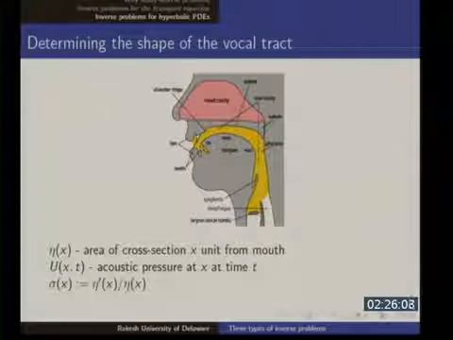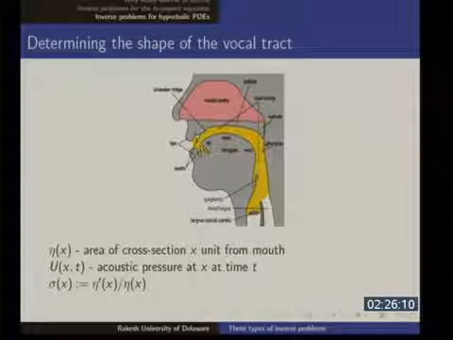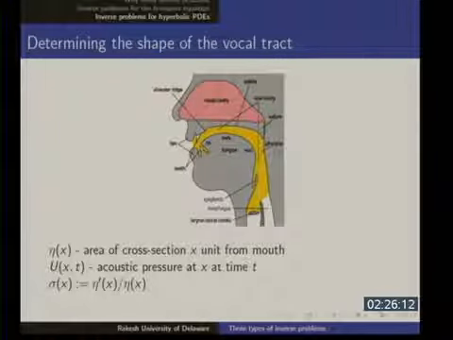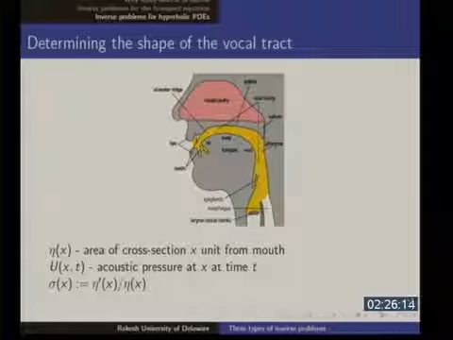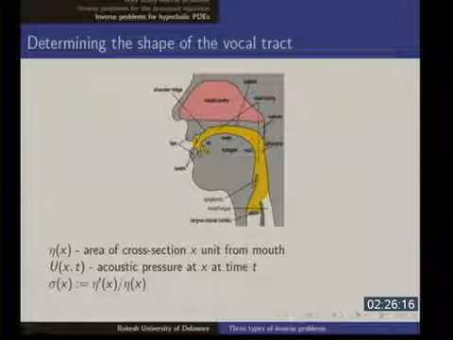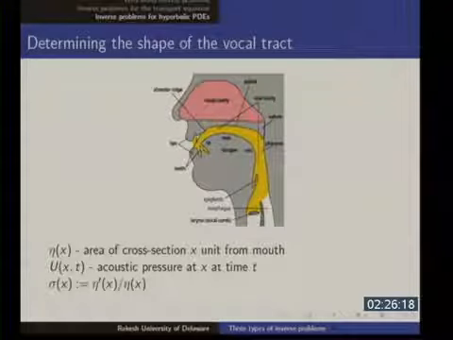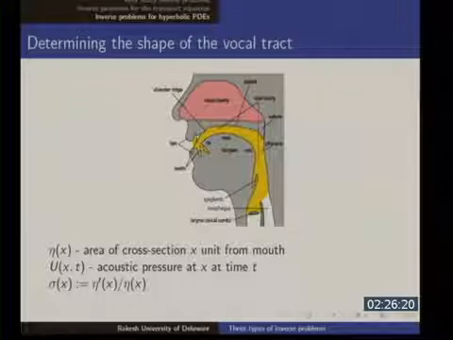And I'm going to not work with eta, but rather with a variable related to it called sigma, which is eta prime over eta. You can forget about eta. Eta is the area of the cross-section. Once you know sigma, and you know the area of the cross-section in the beginning, just by integration you get eta. So if you get sigma, you get eta.